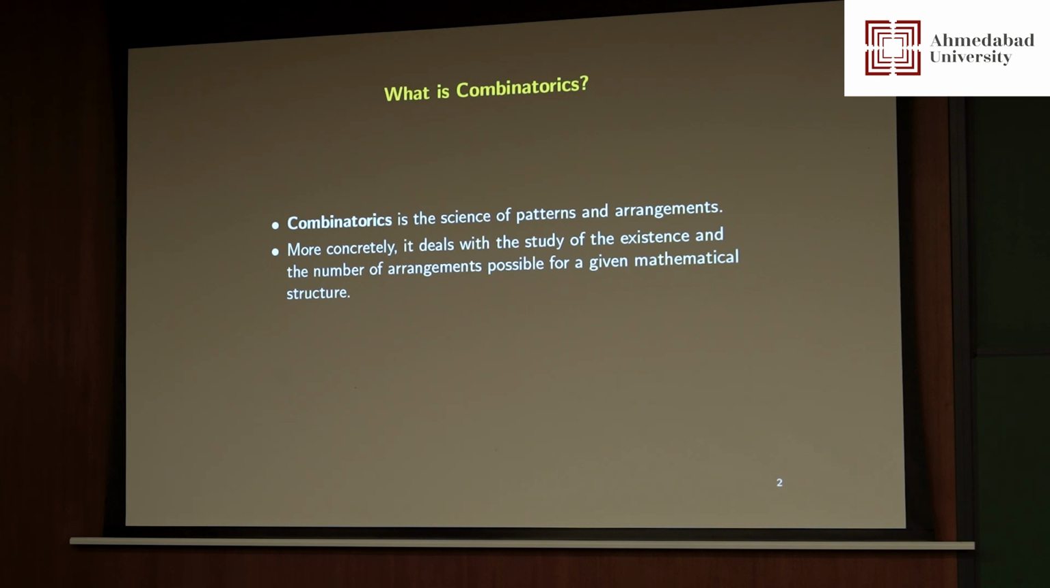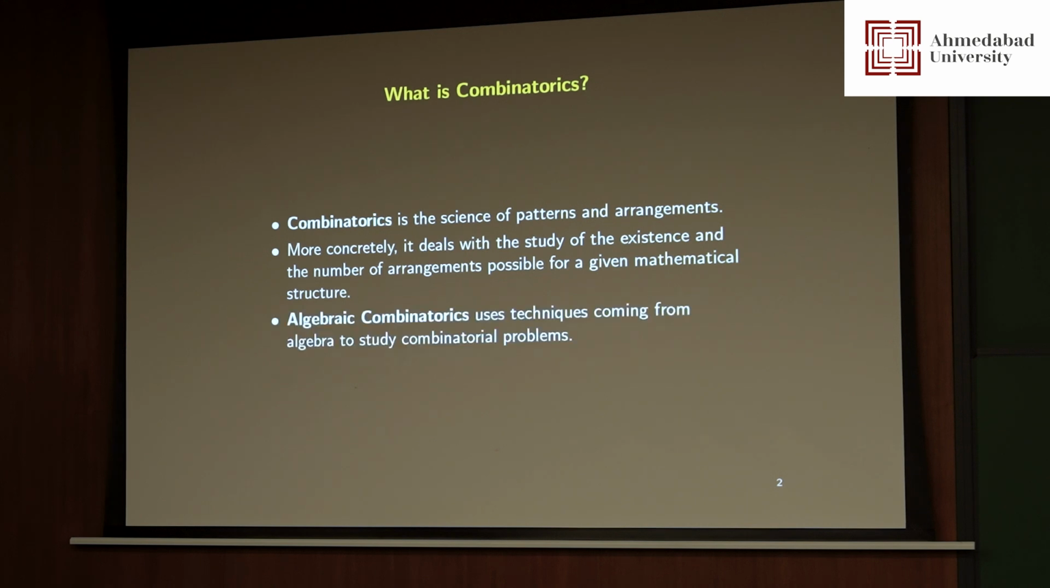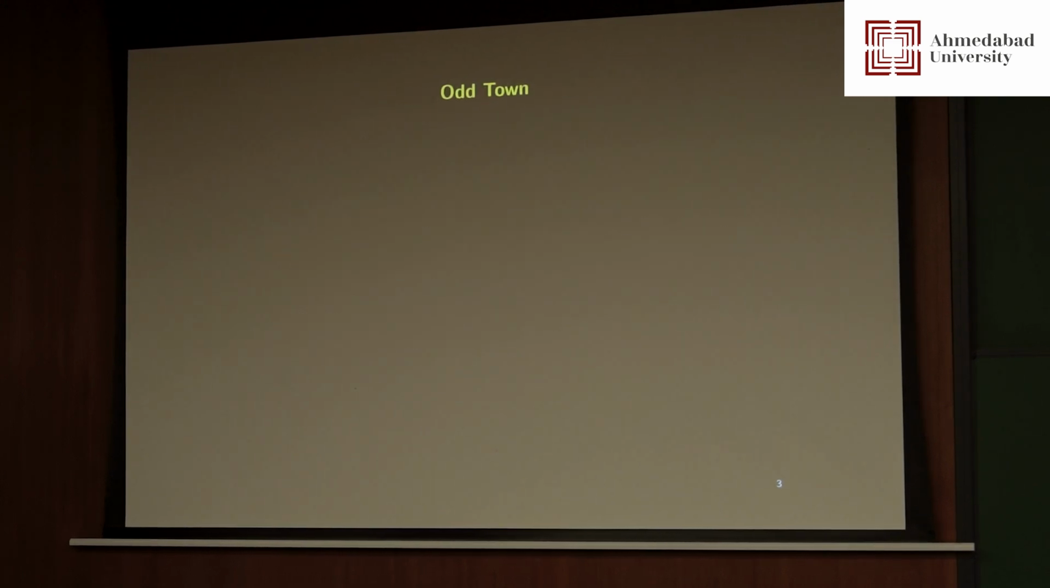Combinatorics essentially deals with the study of existence and the number of arrangements possible for any given mathematical structure. Algebraic combinatorics, which is going to be what this course is about, uses techniques which come from algebra to study combinatorial problems. Our main goal would be to study certain combinatorial objects, but the techniques that we're going to use while studying these combinatorial objects will be coming from either abstract algebra or from linear algebra. Now, what type of problems are we interested in and how does algebra come into the picture?